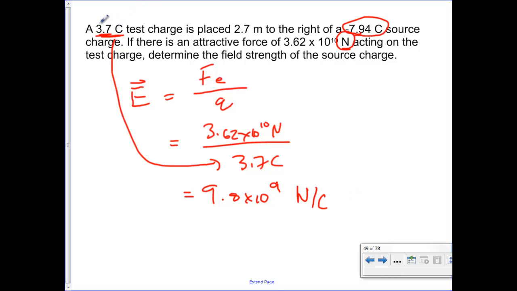So if we have a positive test charge and the source of the field is negative, which way is the field going to make us go? Is it pulling us in or pushing us out? Okay, so some sort of direction, being pulled inwards. Does that make sense? Because it's an attraction as opposed to a repulsion.